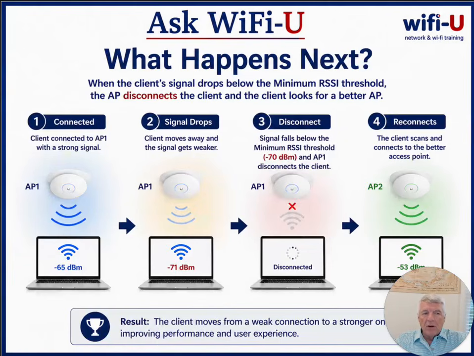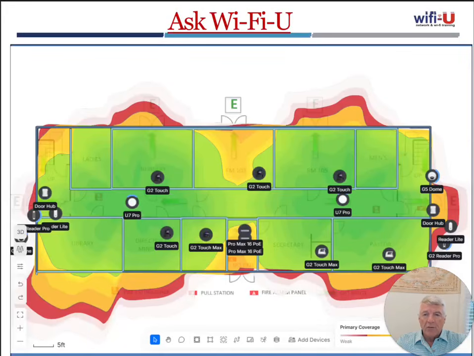Now, minimum RSSI does not tell the client which other access point to use. It just disconnects the client because the signal has become too weak. So the client is still going to decide which AP it wants to connect to next. It may even attempt to connect to the same one again, but we can stop that with the interference blocker option. If there isn't another access point available, however, disconnecting the client just causes a coverage problem. So you've got to make sure that you're using good planning, good coverage, and a design tool to make sure that you don't have any areas that aren't covered.